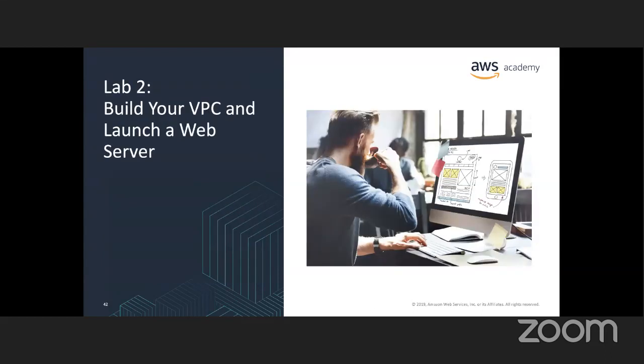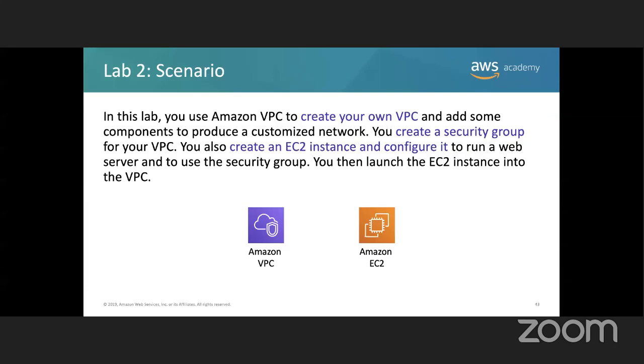So lab 2, video VPC. Do we have time for lab 2? Okay, we have an hour, right? So I can open that. In this lab, you use Amazon VPC to create your own VPC and add some components to produce a customized network. You create a security group for your VPC. You also create an EC2 instance and configure it to run a web server and to use the security group. You then launch the EC2 instance into the VPC. So you're going to be architecting in the AWS console.